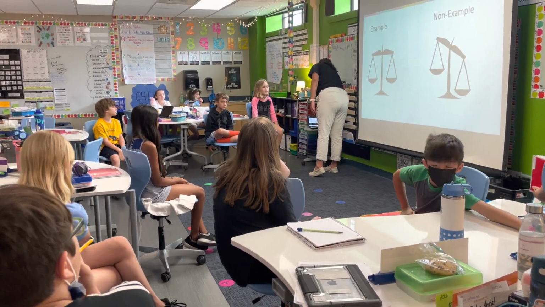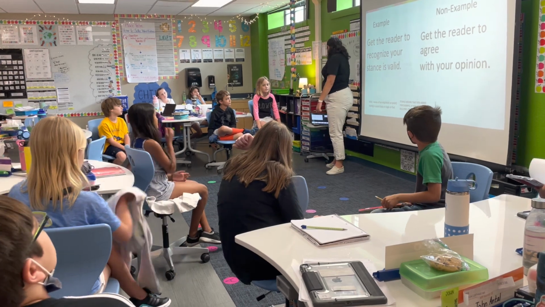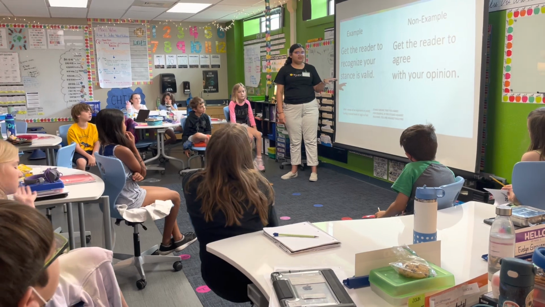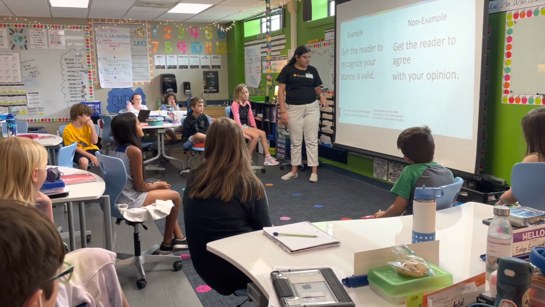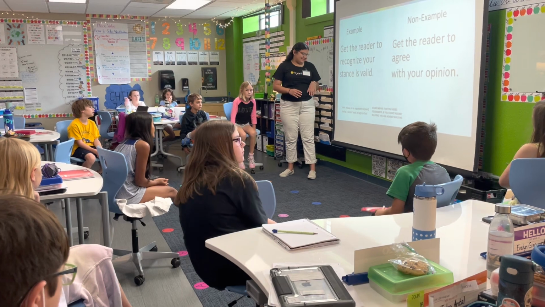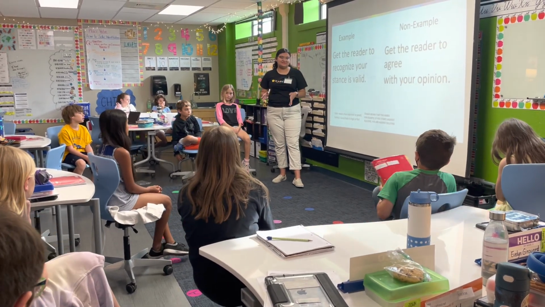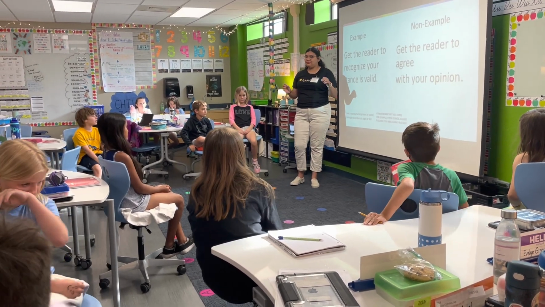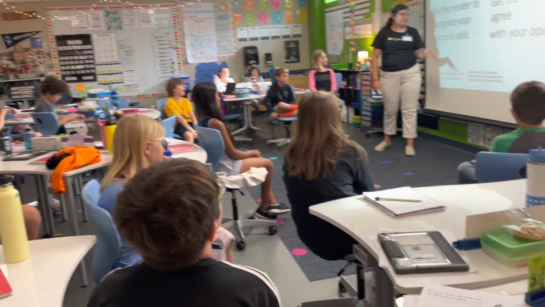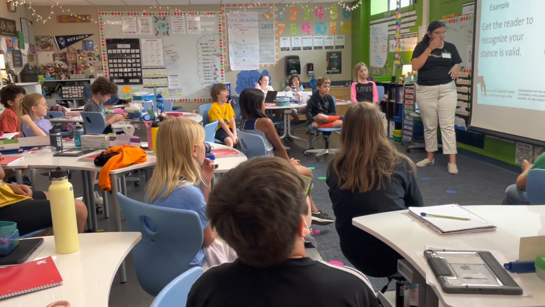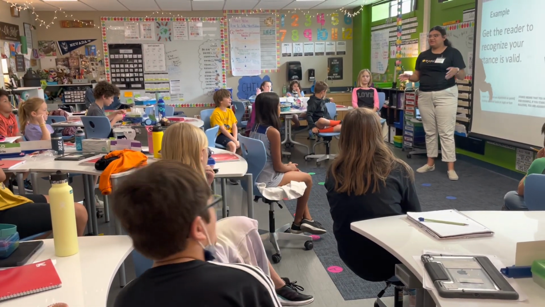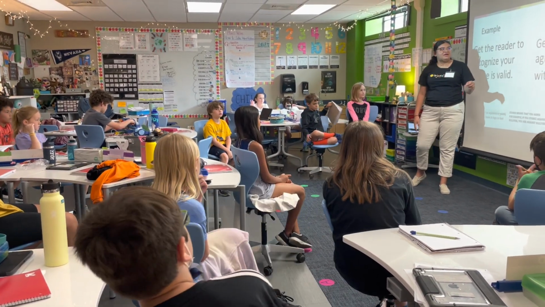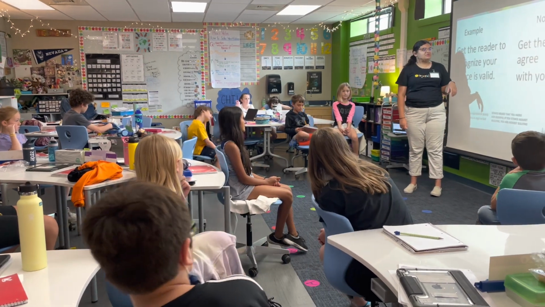And then we're going to go on to our second example, which is that you, as the author, want to get the reader to recognize your stance is valid. So what valid means is an argument that is to the point, having a sound basis in logic or fact. And stance means where you stand. So for example, if you stand against bullying, that means that you are against bullying. And the non-example is that you want to get the reader to agree with your opinion.